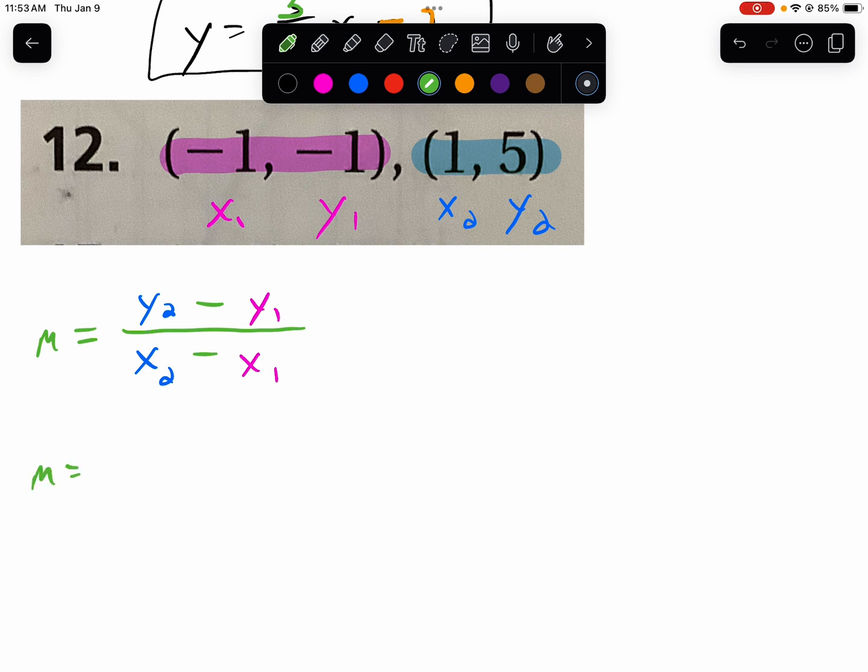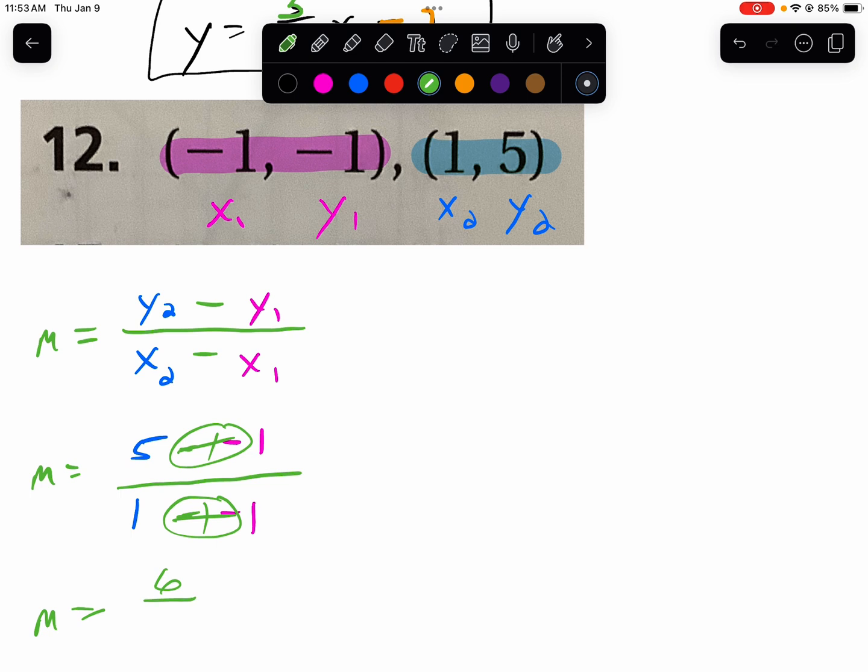When we plug the right numbers in there, we've got y2, 5, x2, 1, y1, negative 1, x1, also negative 1. And then don't forget your minus signs from the formula. Clean this up. That's going to give us a slope that is 5 plus 1, 6, over 1 plus 1, 2, or in other words, 3. Okay, and now we're going to go to our point-slope form first.